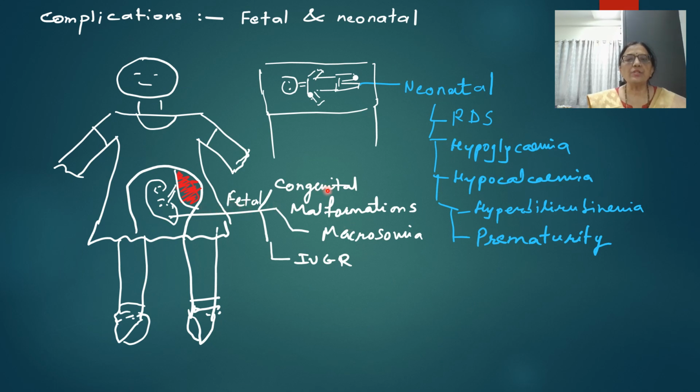Fetal complications are congenital malformations, macrosomia, and less common is intrauterine growth restriction. Neonatal, increased risk of respiratory distress syndrome, hypoglycemia, hypocalcemia. Two are hypo, one is hyperbilirubinemia, and problems because of prematurity, such as baby even can have hypothermia.